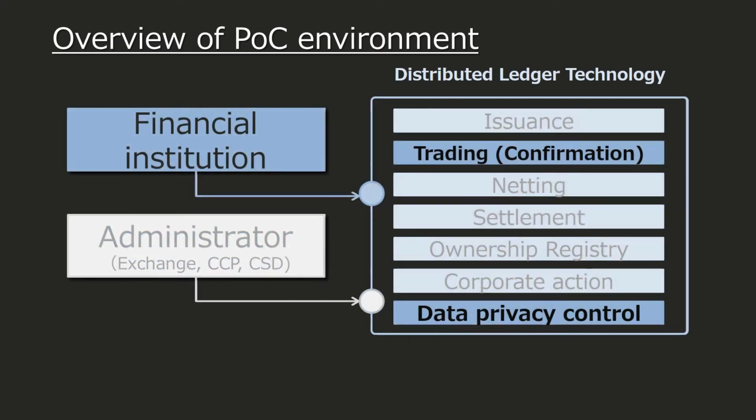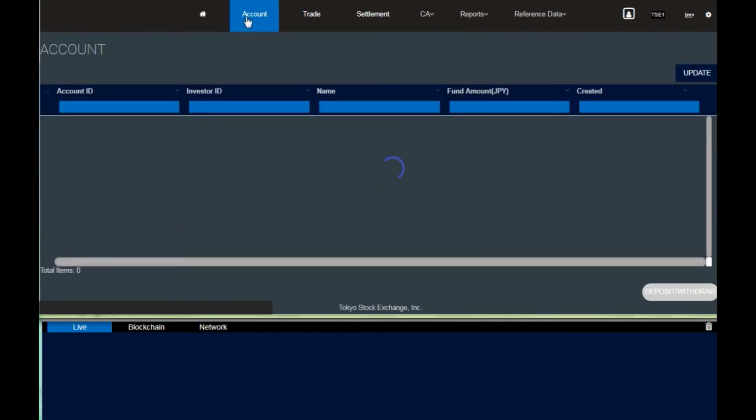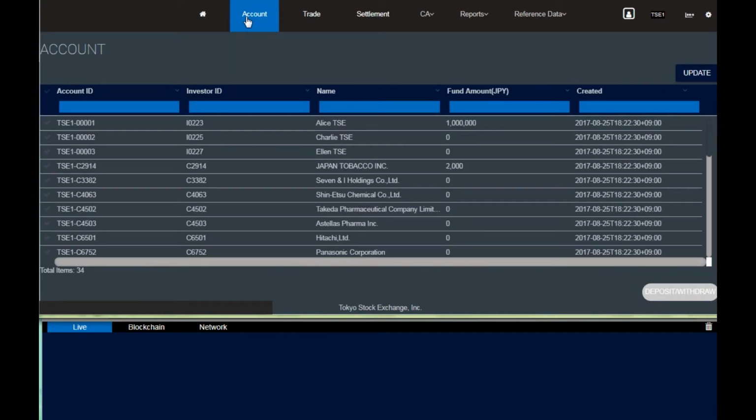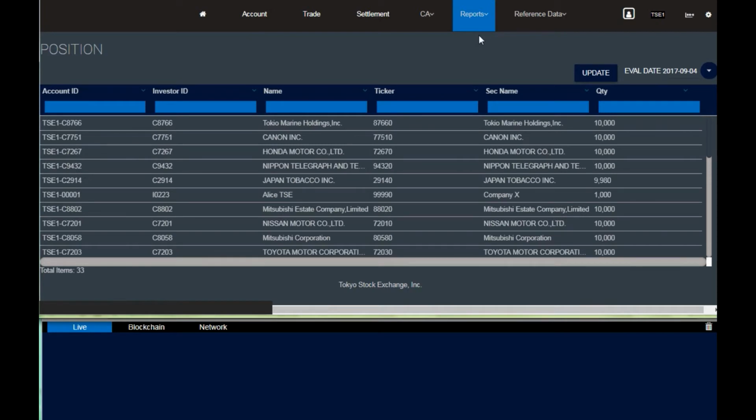First, we will explain about securities trading. Here is the top page of our POC test client application. OTC transactions are assumed in this demonstration. When you press the account information tab, the balance information of your customers will be displayed. Let's trade securities between a customer of a securities company, TSE1, and another securities company, TSE2.